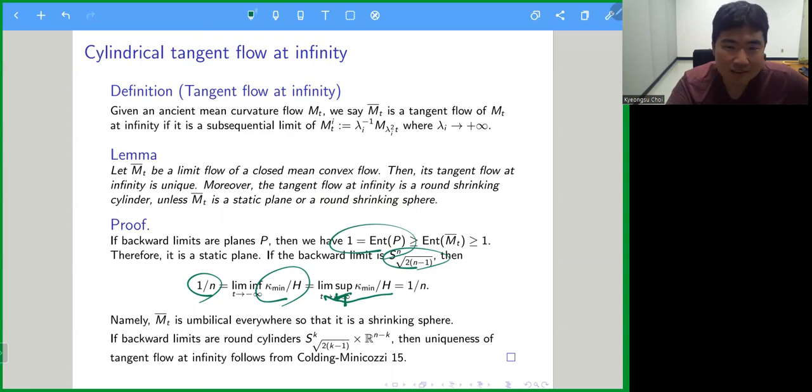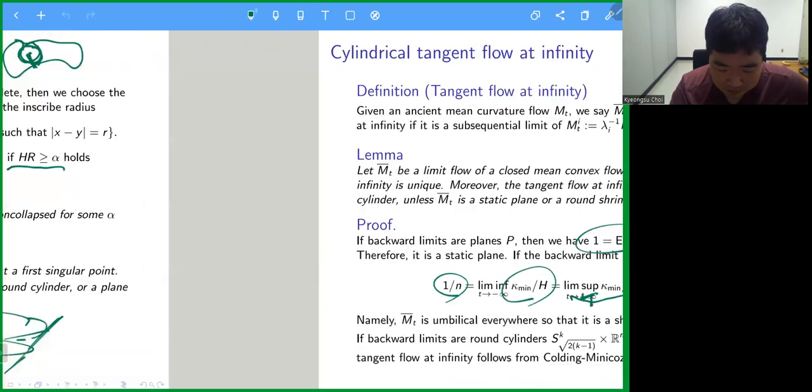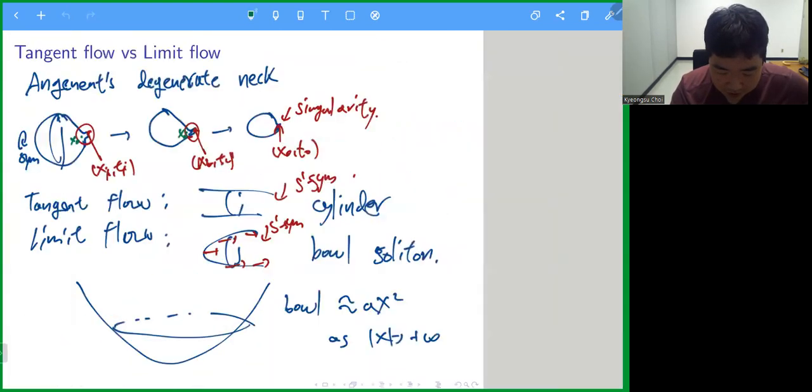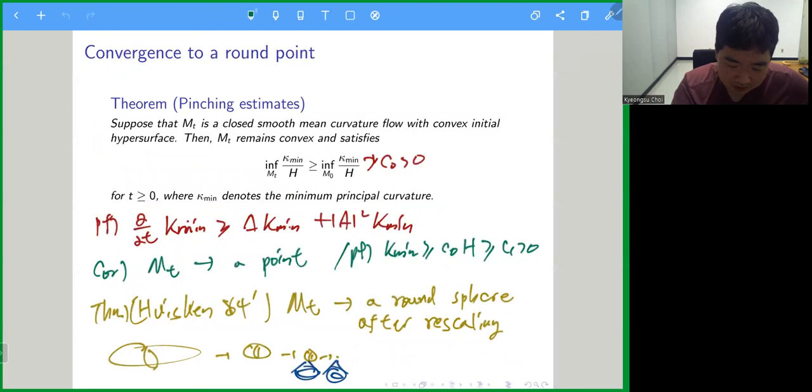And why is this monotone? That is just because of this inequality, the maximum principle.